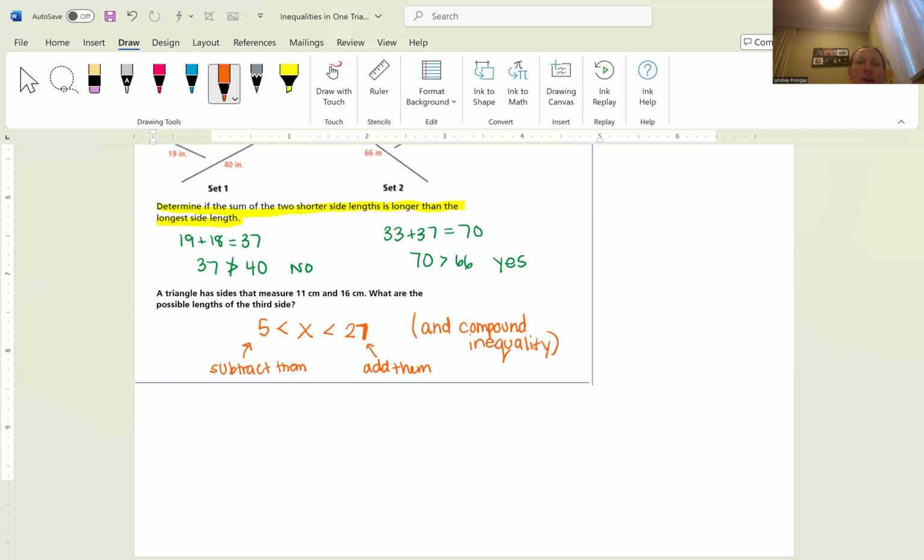So those are inequalities in one triangle. We will also have inequalities in two triangles, but that will be our next lesson.